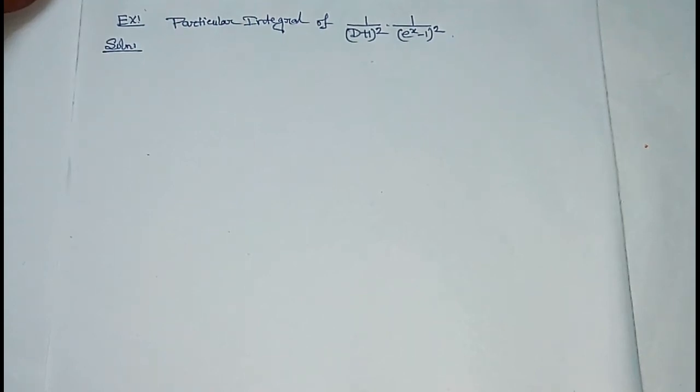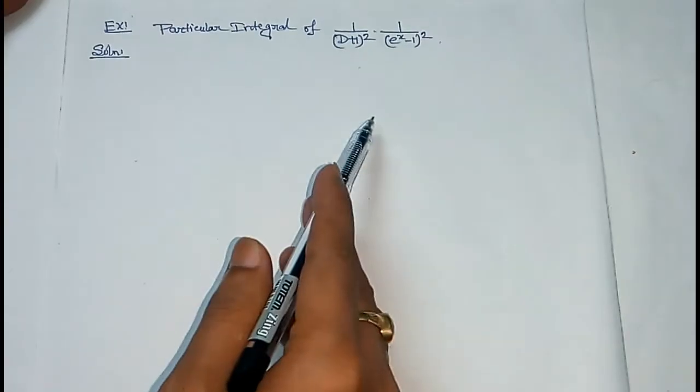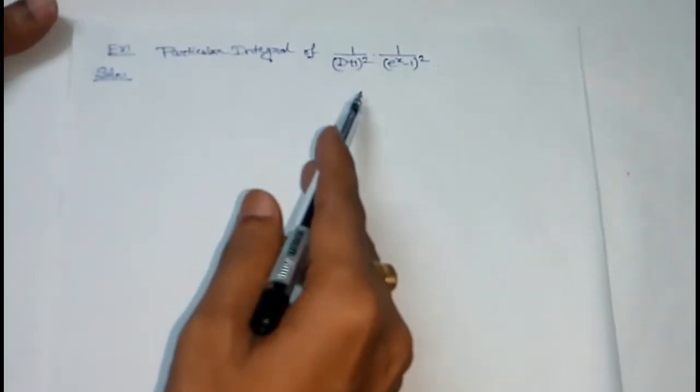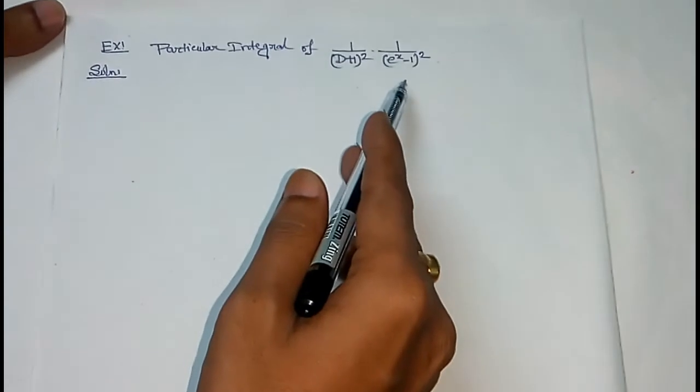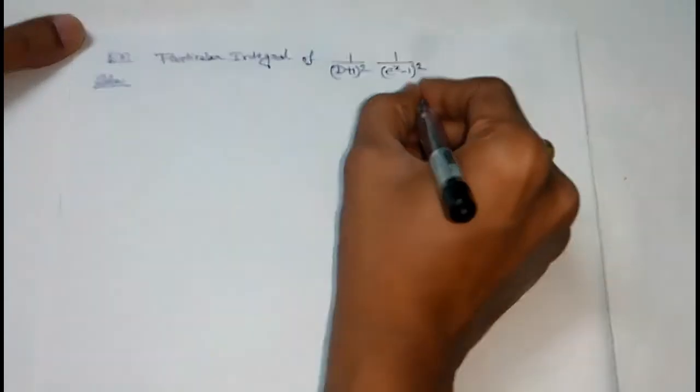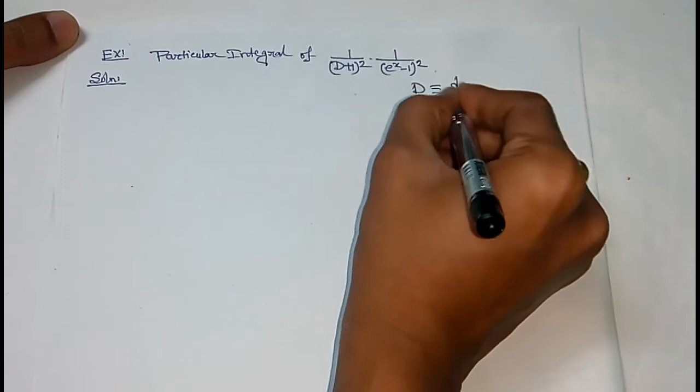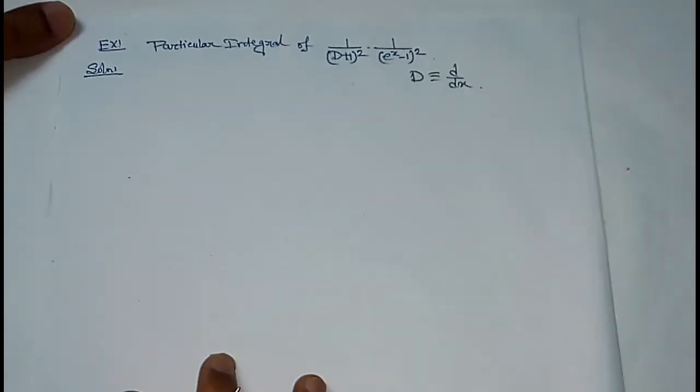Hello everyone. In this problem we shall find the particular integral of the function 1 by (e to the power x minus 1) whole square, that is, the operator (D plus 1) whole square acting on yp. In this problem D is equivalent to d/dx, that is differentiation with respect to x. Now we shall apply two methods.